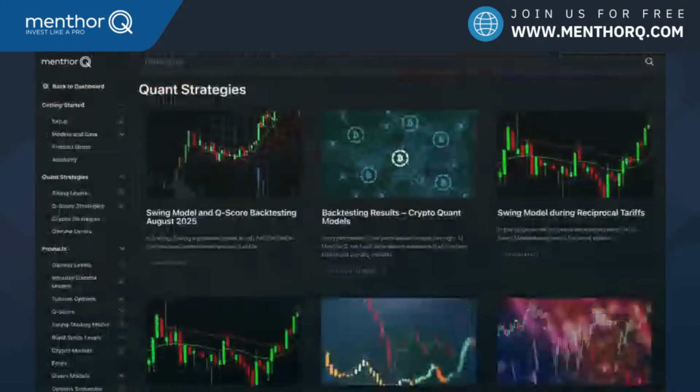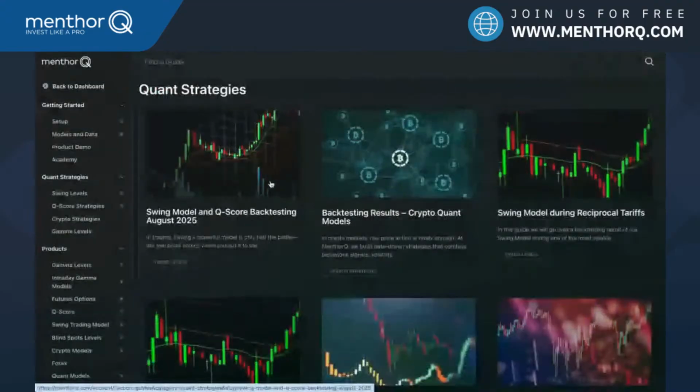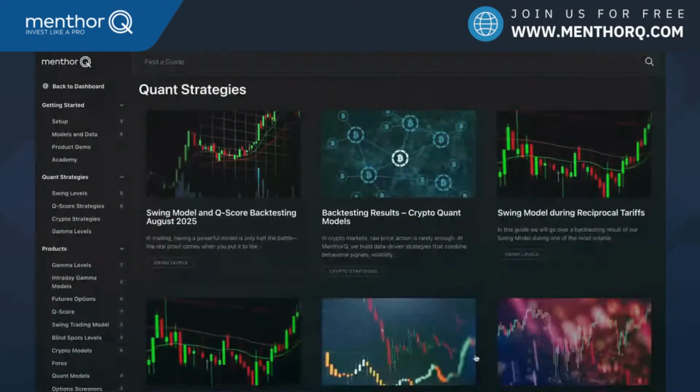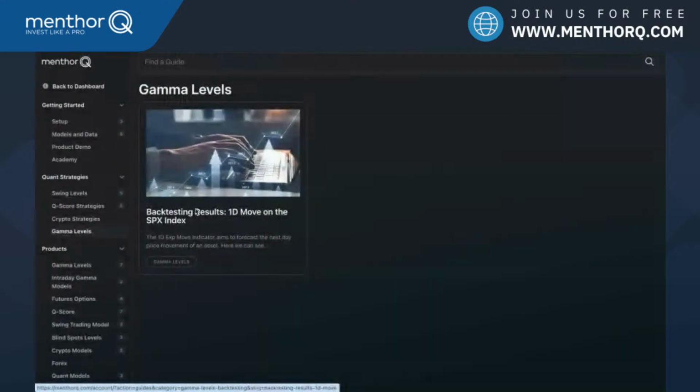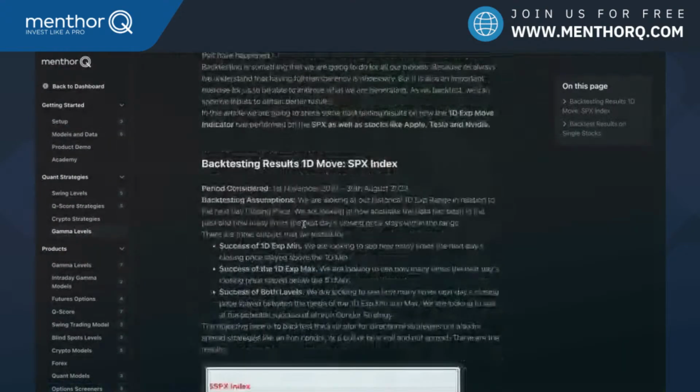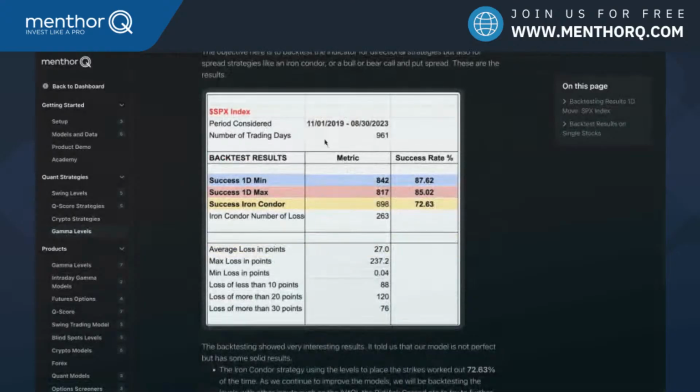our backtesting. So within your academy and within our wiki section, you can actually find our backtesting results. So we can go into our gamma levels, and we can look at the success rate of the one-day max and one-day minimum. So if we look at SPX, we are looking at 4 years of history. The success was about 87% for the one-day minimum. So the price the next day on 87% of the days closed above the one-day minimum, and the price the next day closed below the one-day max on 85% of the days, right? It stayed within the range in 73% of the cases.